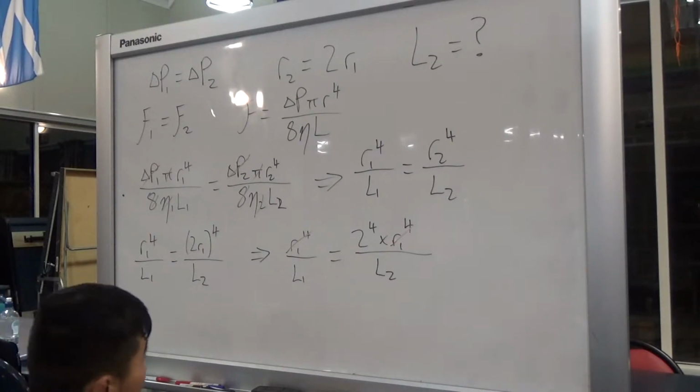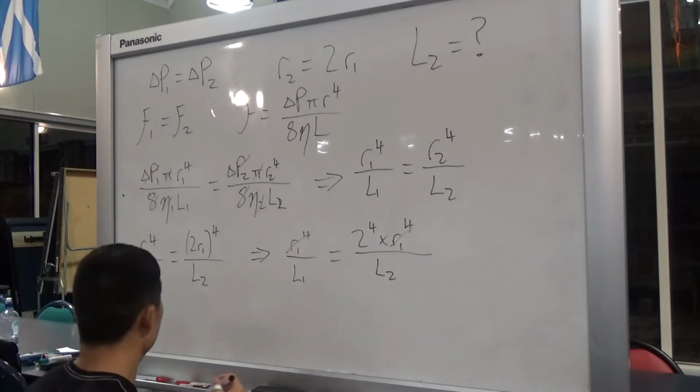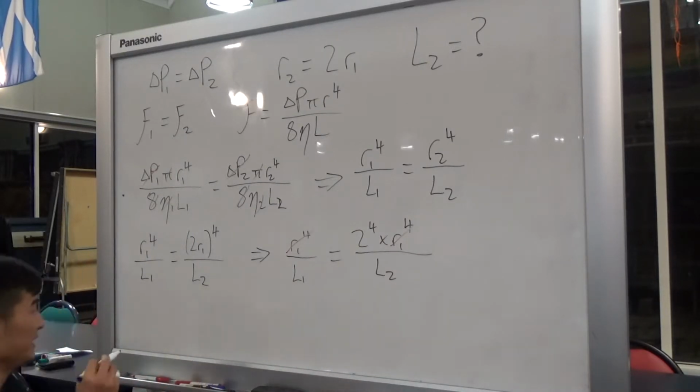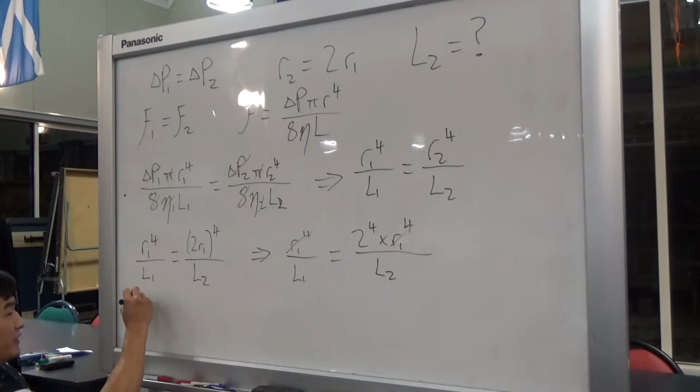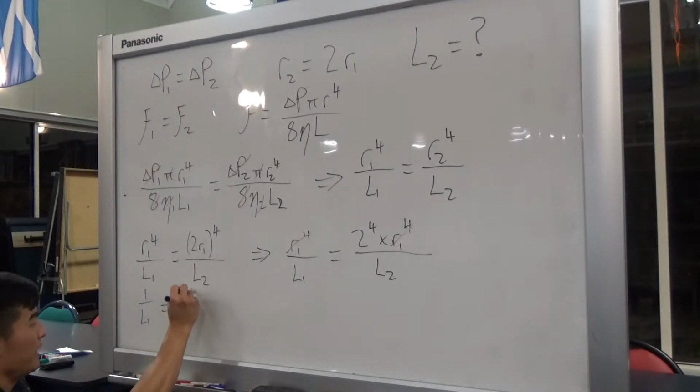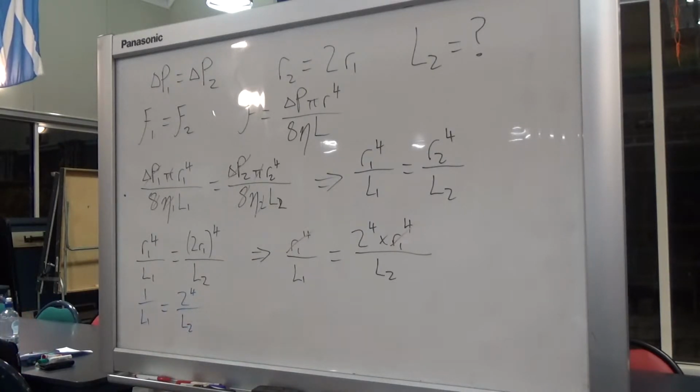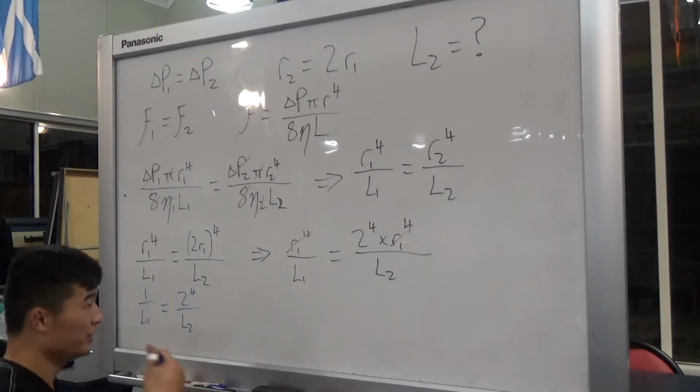And so that means that we're left now with, I'm going to use a different colored pen here just so you don't get confused. We've got nothing on the top, so that just becomes a 1. 1 over L1 is equal to 2 to the power 4 over L2. Okay. So we're going to flip it upside down so that we get L2 on the top.